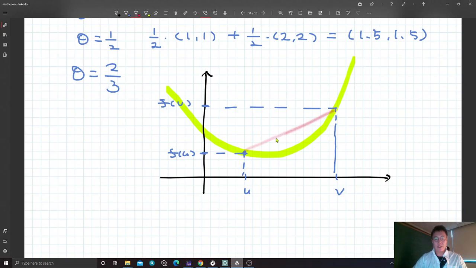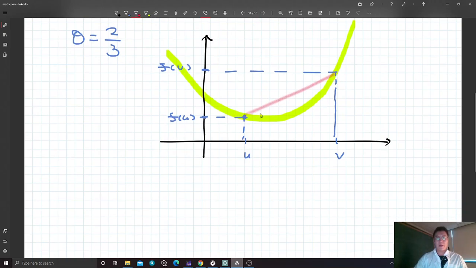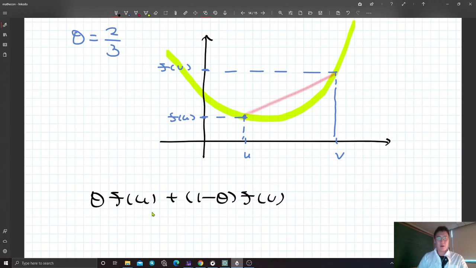So you can easily check, the case is opposite, right? Now the line segment is above the graph of the function. So the parametric equation of this line segment is theta f of u plus 1 minus theta f of v. Okay, so originally this is the line segment, this one.